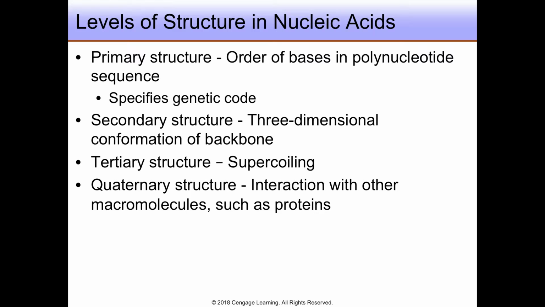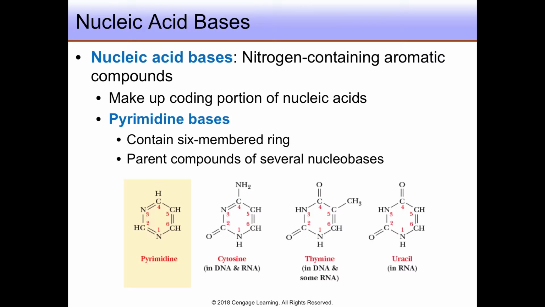In this class of biomolecules, the secondary structure is related to hydrogen bonding, as in protein structure, and determines the three-dimensional conformation of the backbone. Tertiary structure relates to supercoiling, and the quaternary structure relates to interactions with other macromolecules which assist in transferring and interpreting the genetic code. Each nucleotide carries a characteristic nitrogenous base that is aromatic in chemical makeup.